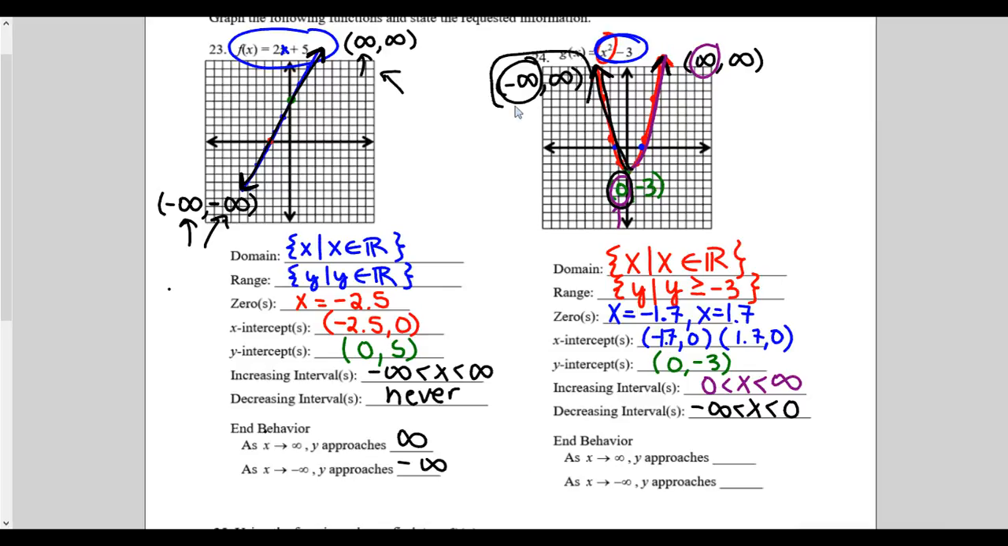This arrow over here on the left was x is negative infinity, y is positive infinity. That's going to be this one down here. X is negative infinity, y goes to positive infinity. My arrow over there on the right was when x was positive infinity, y was also positive infinity. So as x approaches positive infinity, y approaches positive infinity. All right, let's scroll down here to the bottom of the page.